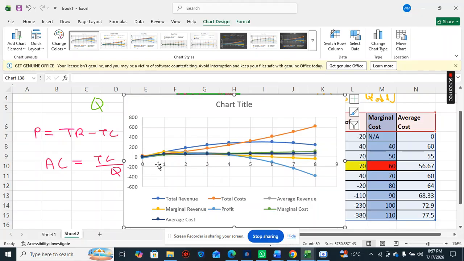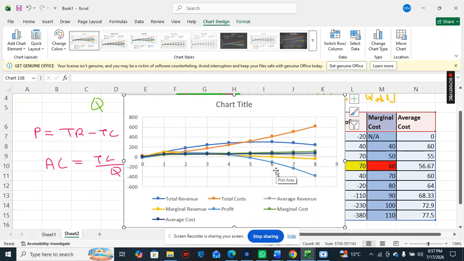Output is on the x-axis. Then these are your costs. You can see the total costs are rising the more we produce. Total revenue is here, it's rising, then it starts to drop. Then profit. So basically, as I said, in the notes I'm going to make this graph look better, and then you'll be able to interpret it.